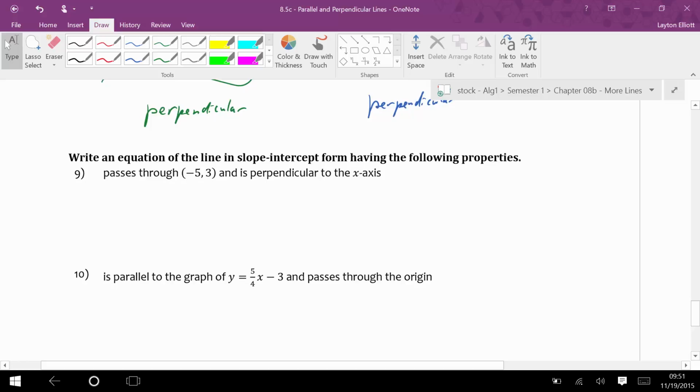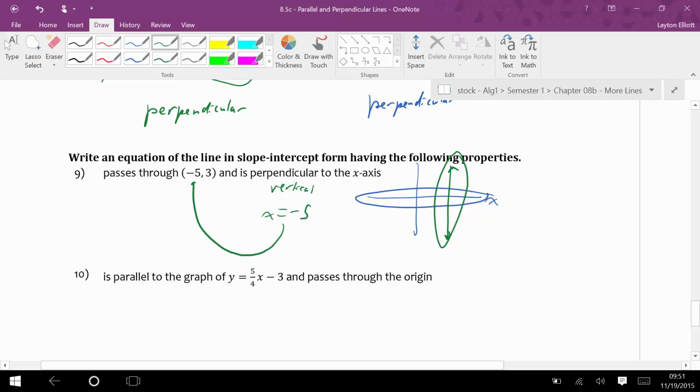Finally, for our last few problems, we just have no graph, and we're just going to go with the words. It wants an equation in slope-intercept form. This first one says it passes through negative 5, 3 and is perpendicular to the x-axis. Let's draw a grid and see which one the x-axis is. It is the horizontal one. If it is perpendicular to a horizontal axis, it looks like this. That means it must be vertical. So vertical lines are x equals equations, and the x equals here would be negative 5.